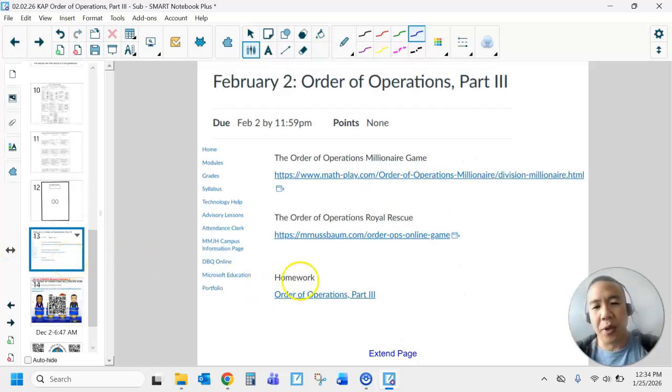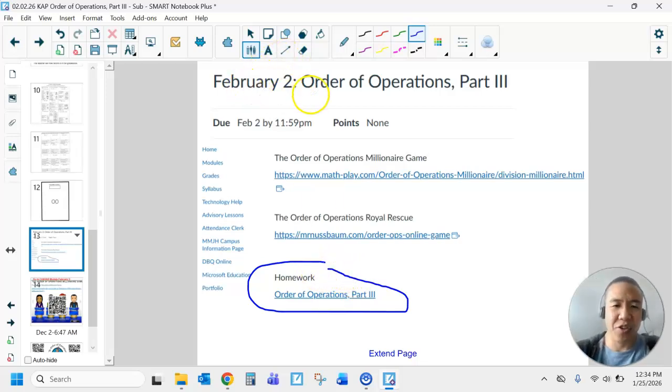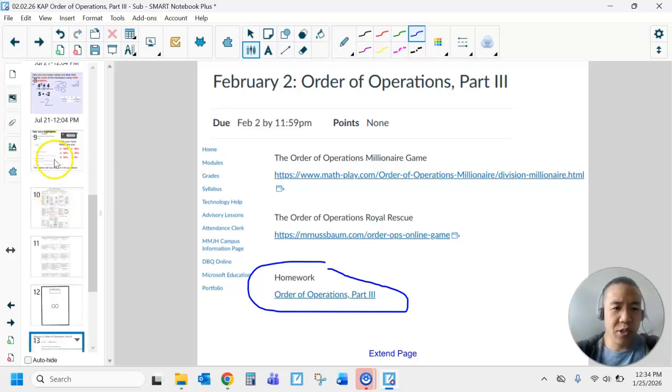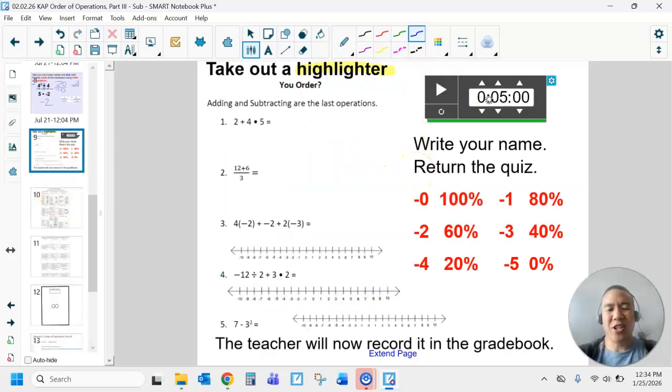Then when you're done with that, you will start working on your homework in Canvas, February 2, Order of Operations Part 3. And then when you're done with that, you can also play either game, Who Wants to Be a Millionaire or Royal Rescue. So again, step 1, write your name on the Magical Monday sheet and use a highlighter.